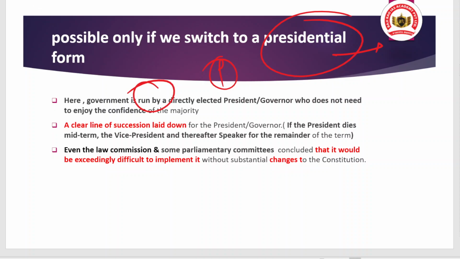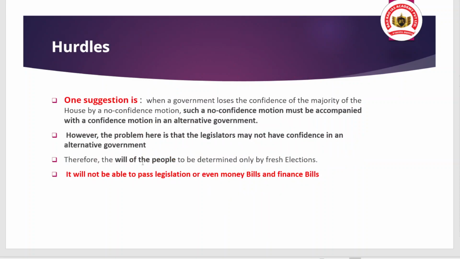In the presidential system, we have a clear line of succession laid down for the president or the governor. It is even mentioned that if the president dies in the midterm, then the vice president, and if the vice president is also absent, then the speaker will preside for the remainder of the term. These are clearly mentioned in the presidential system, but that is not the case in the parliamentary system. That's why even the Law Commission, along with some parliamentary committees, recommended that it would be exceedingly difficult to implement it without substantial changes to the constitution. So we have to change the provisions of the constitution so that the concept of simultaneous elections gets aligned to it. The changes are needed, but they require a lot. Which type of changes it requires, we will see.